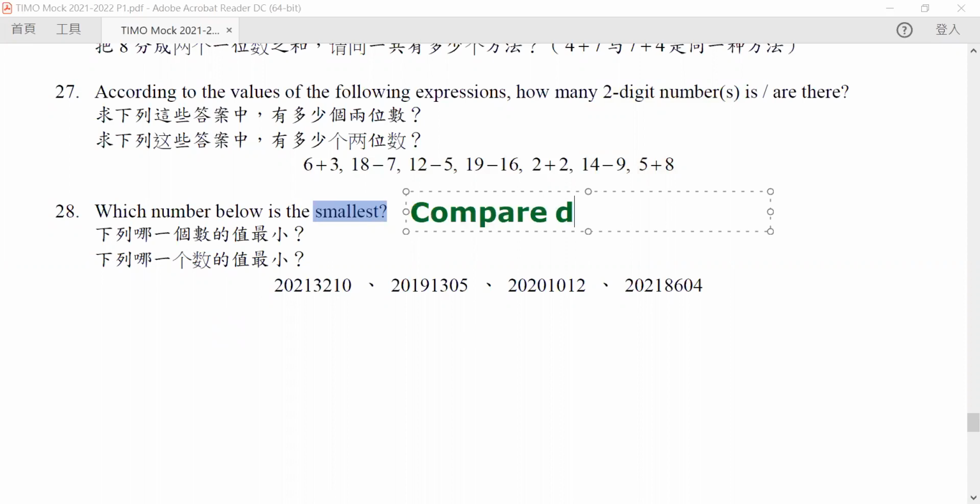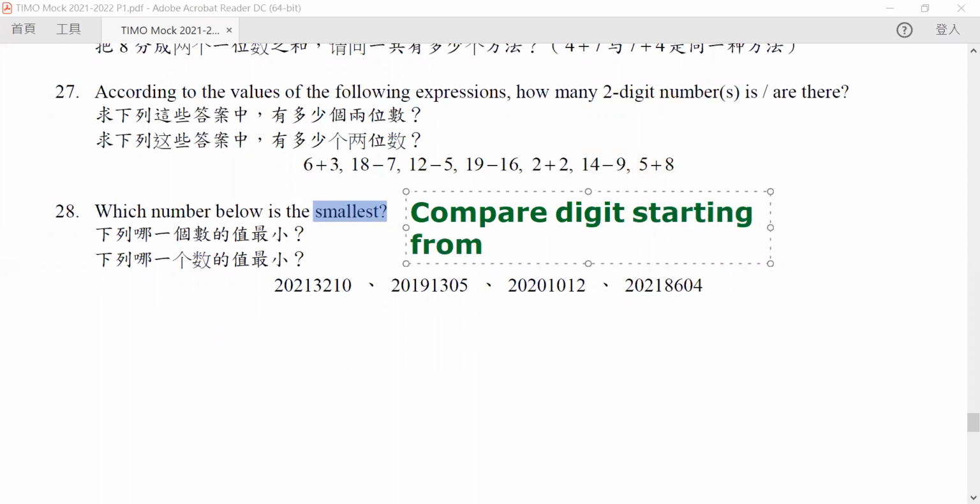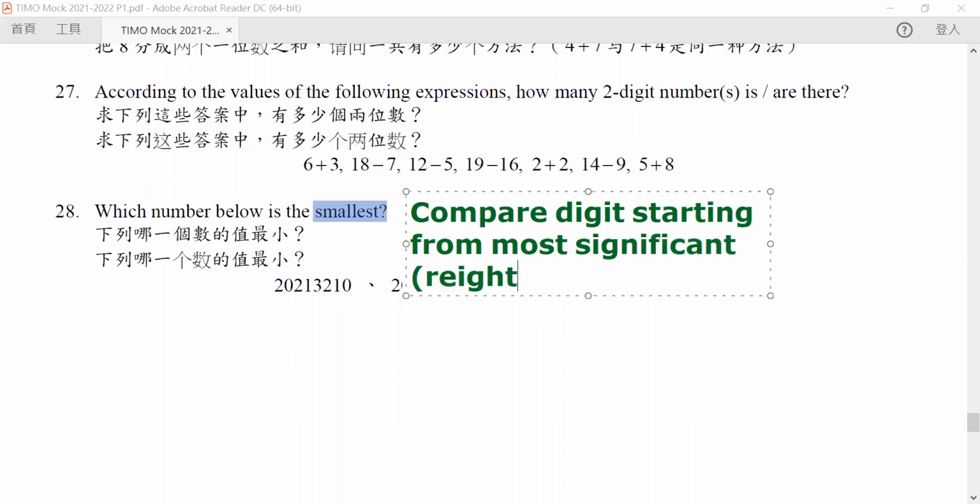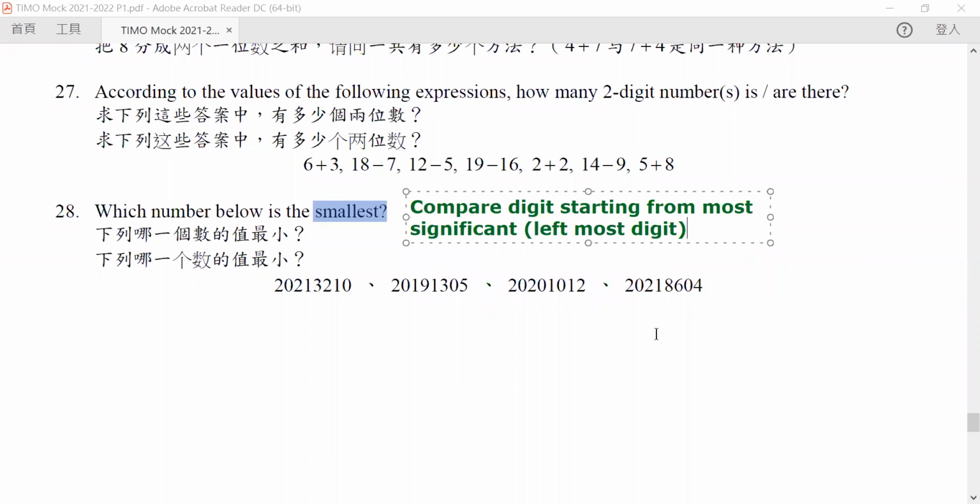We compare the digits starting from our most significant, which is our rightmost digit. Oh no, not our rightmost digit. It should be the leftmost digit. We compare the digits starting from the leftmost digit. So now let's compare it one by one.